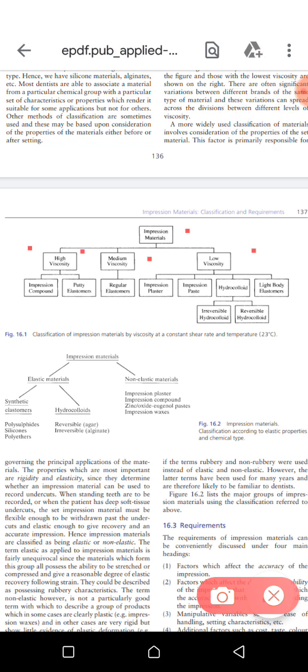High viscosity is further divided into impression compounds and putty elastomers. Medium viscosity is divided into regular elastomers, and low viscosity comprises impression plaster, impression paste, hydrocolloids, which is the most important part of this chapter, and light body elastomers. Hydrocolloids are further divided into irreversible hydrocolloids, which cannot be reversed, obviously, as the name says, and reversible hydrocolloids. This is the classification of impression materials by viscosity at a constant shear rate and temperature.